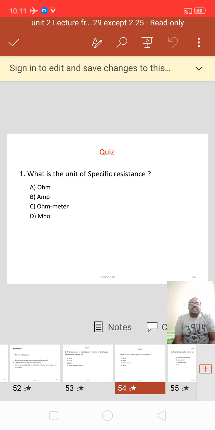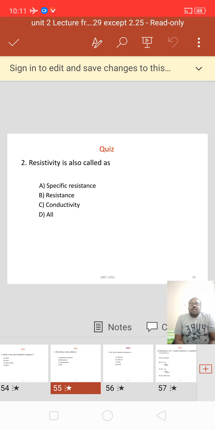Next, what is the unit of specific resistance? Here given four options, that is A ohm, B ampere, C ohm meter, D mho. Specific resistance unit is mho, that is answer for this question is D mho.